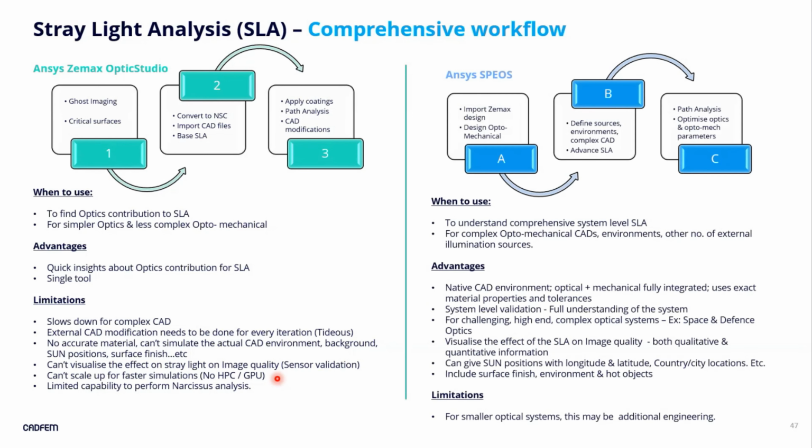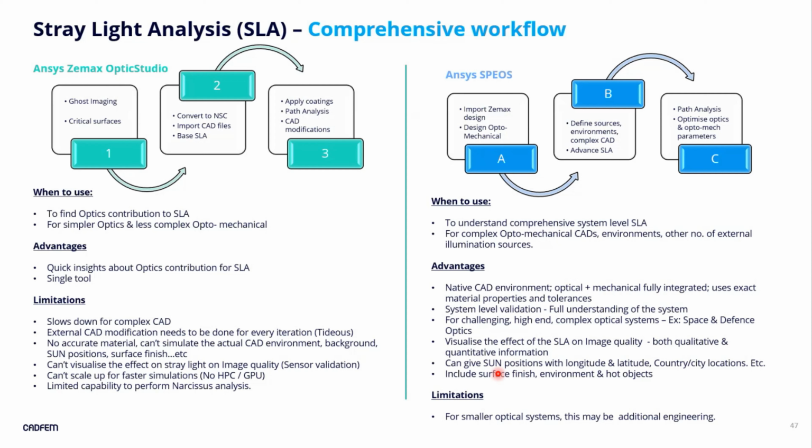But when you come to Speos, the same workflow that we have discussed previously can extend to opto-mechanical CAD, environment, and a number of external sources. It's not just the sun anymore. You can have different thermal radiation bodies or any other interior or exterior lights. You can use all those in Speos. And it's a completely CAD agnostic tool, so you can modify the imported CAD there itself and visualize the stray light, and also visualize the imaging performance, how the images are taken for a created scene.